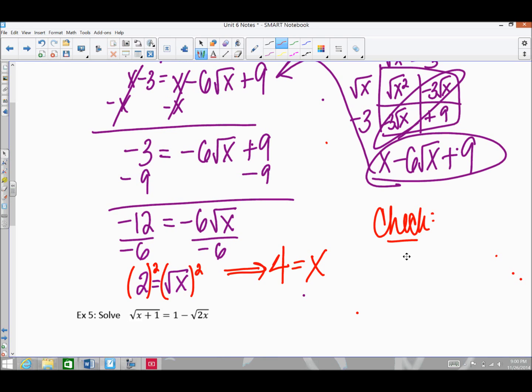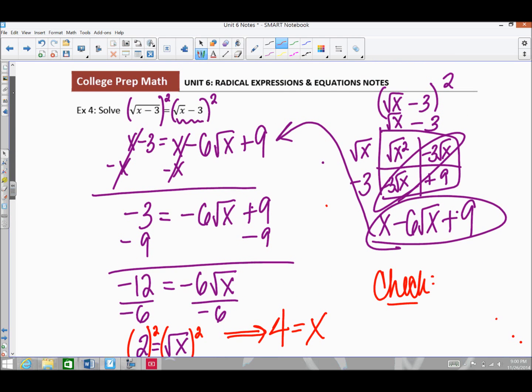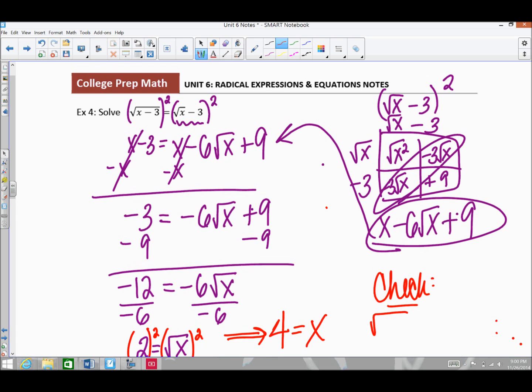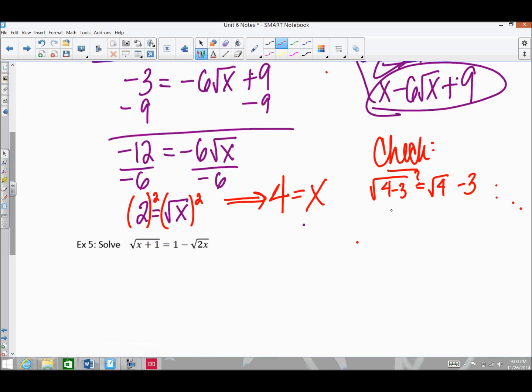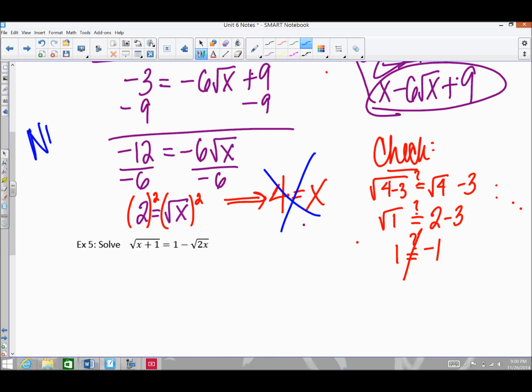So I am going to plug in my solution into the original. So I have the square root of 4 minus 3 equals the square root of 4 minus 3. I'm trying to see if this is true. And again, simplify one side at a time. So I simplify the left-hand side, I get square root of 1. I want to see if that equals 2 minus 3. So square root of 1 is 1. I want to see if that equals 2 minus 3, which is negative 1. So 1 does not equal negative 1, which means this is not a solution. So my answer is no solution.